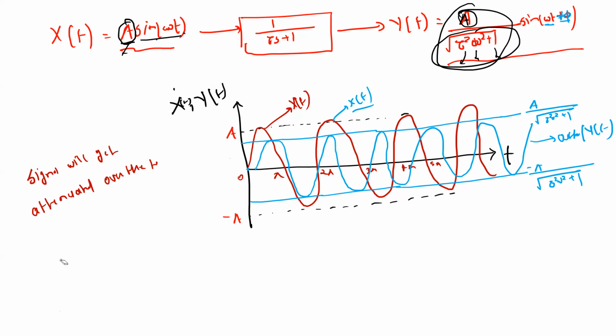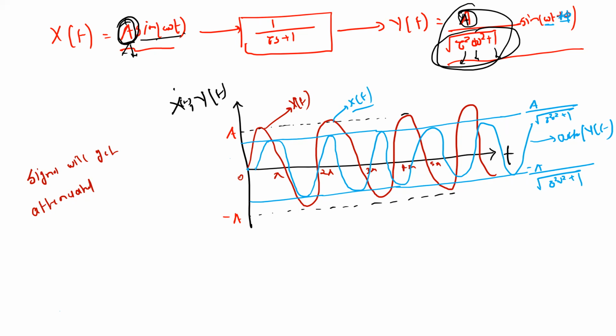Your signal will get attenuated for the output. Since the magnitude of the input here is A, you are not getting A exactly; you are getting something less than A. So what is attenuation? The value is getting decreased. That's why whenever we give a sinusoidal input to a first order system, your output signal will get attenuated. I hope this is clear.